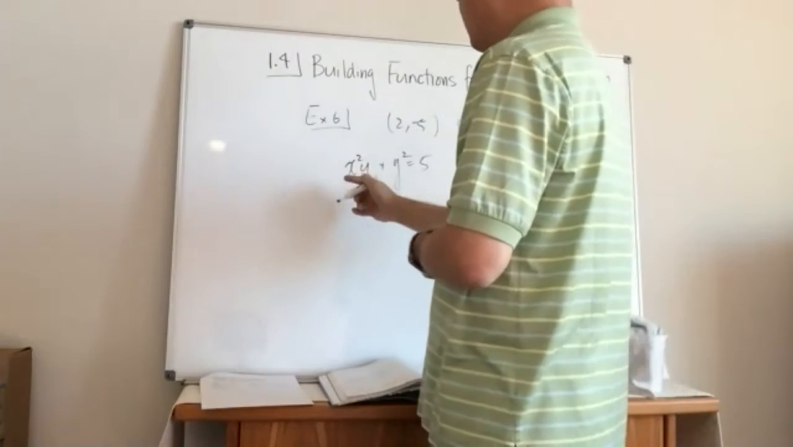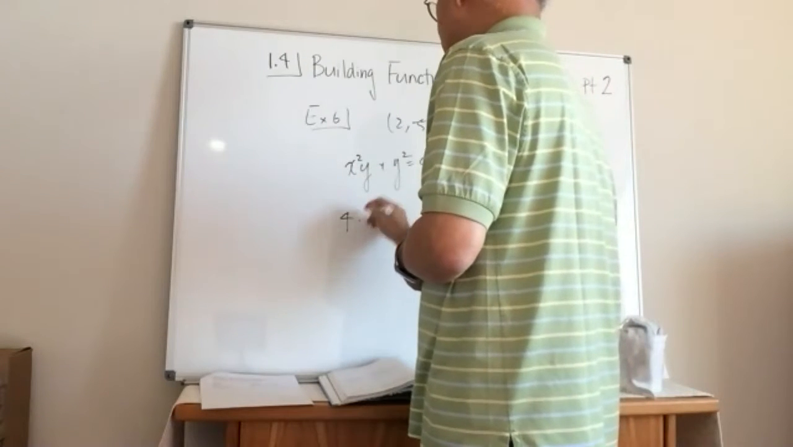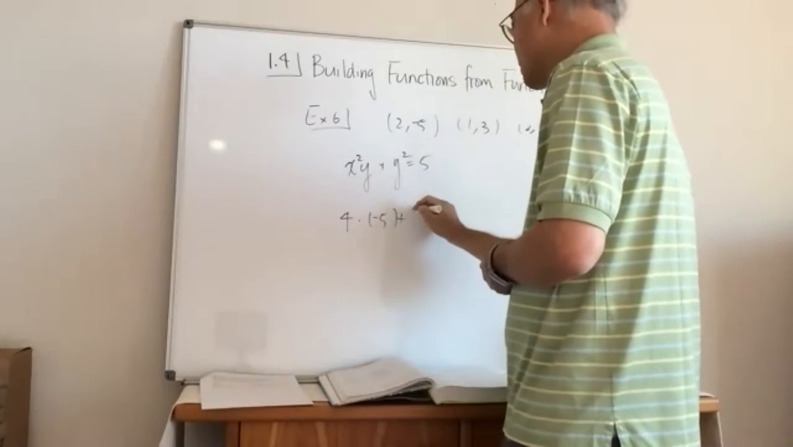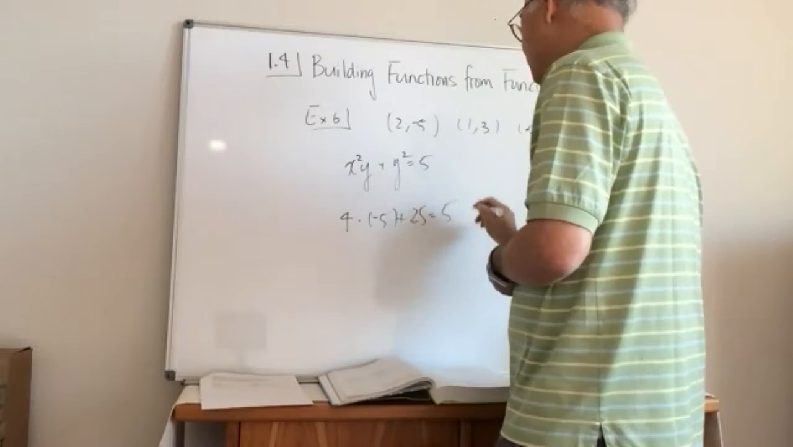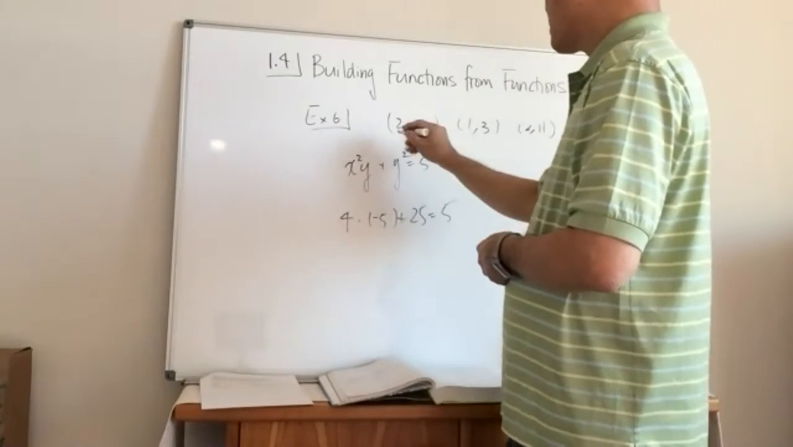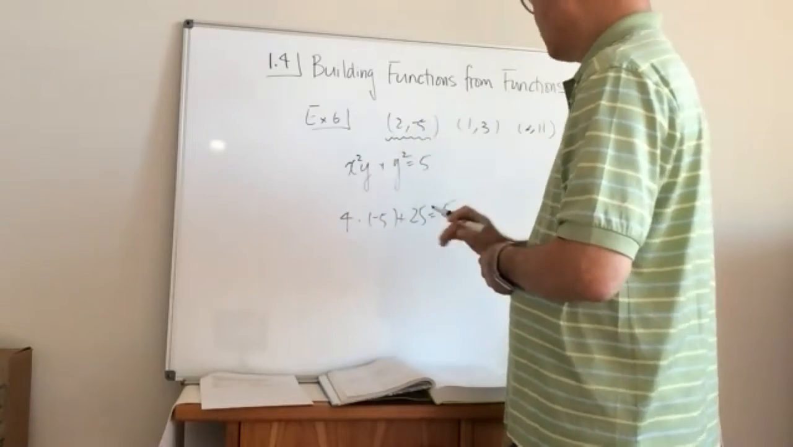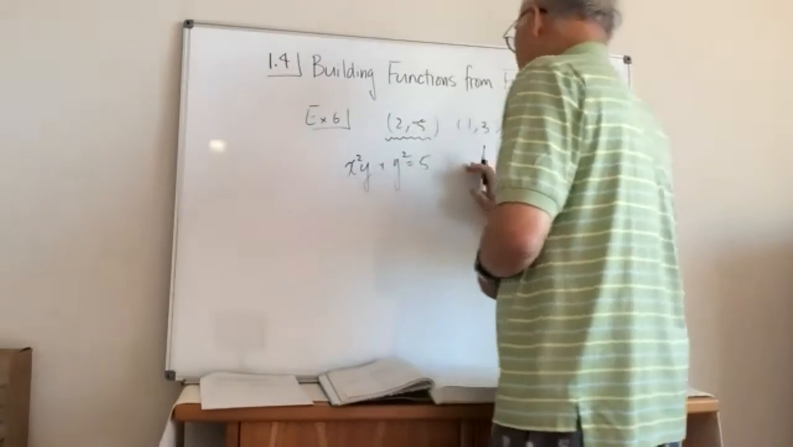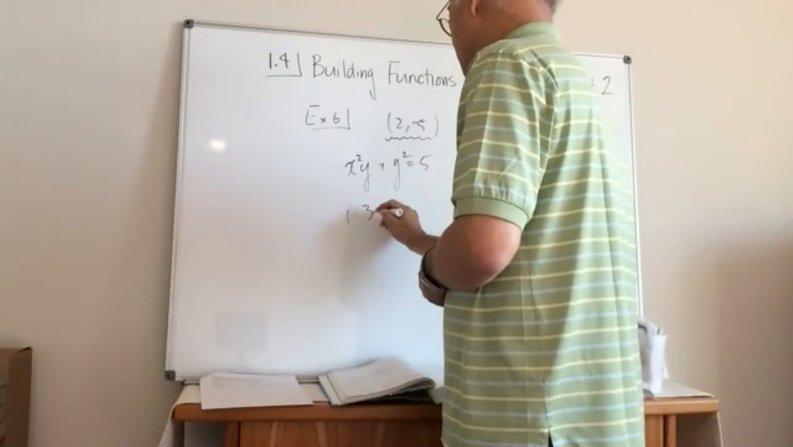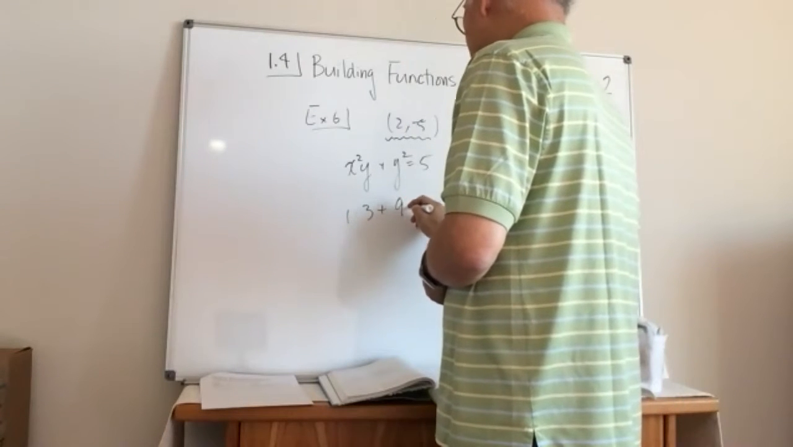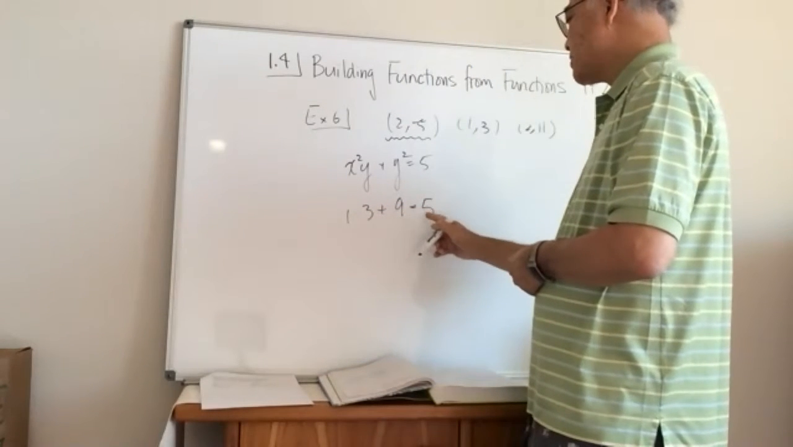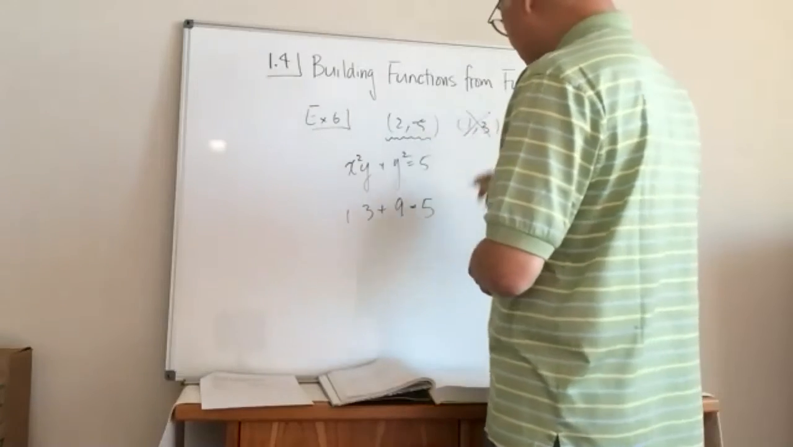For (2, -5), x is 2, so it'll be 4 times negative 5, which is negative 20, plus negative 5 squared, which is 25, is equal to 5. That works, so this guy is a winner. Let's try (1, 3). When x is 1 and y is 3, 3 squared is 9, so this is going to be 12, which is not equal to 5. So this guy does not work.